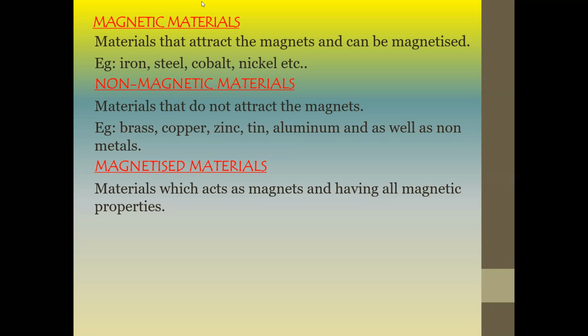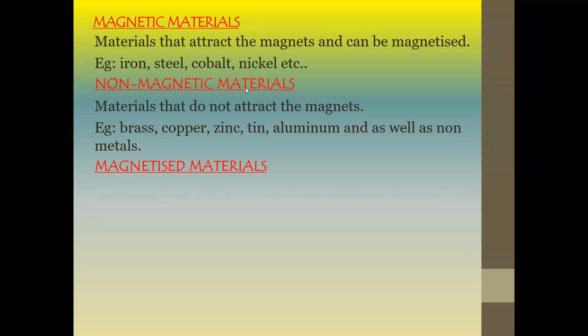Magnetic materials are those attracted by a magnet or that can be magnetized, for example iron, steel, cobalt, nickel. Non-magnetic materials cannot be magnetized or attracted by the magnet, such as brass, copper, zinc, tin, aluminum. And magnetized material means material which acts as a magnet or has all the magnetic properties, like having magnetic poles.